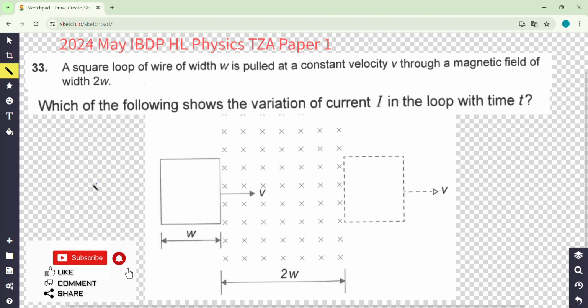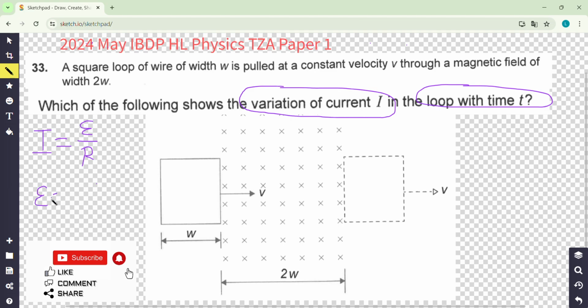Question 33 is a typical question about induced EMF. Then it asks what is the variation of current of the loop in time. Remember, current equals induced EMF over R, and the induced EMF equals the negative rate of change of magnetic flux.